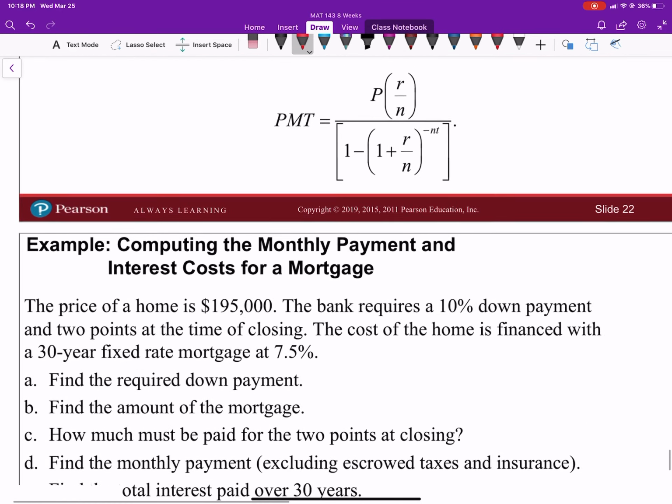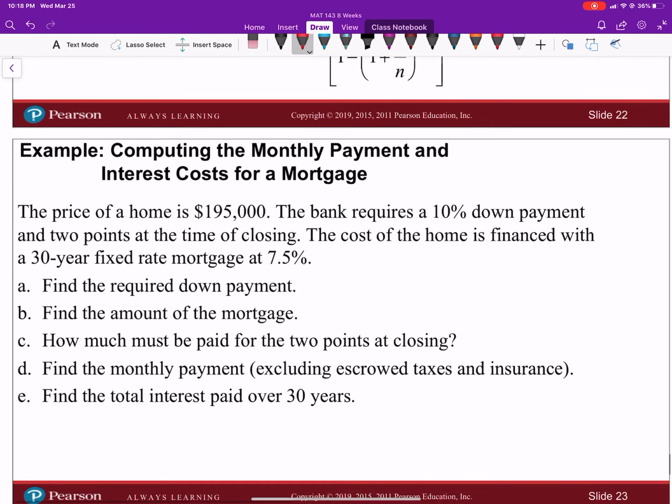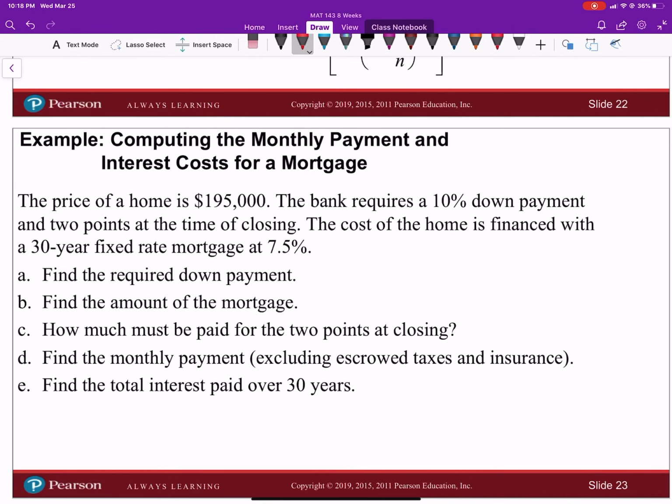So let's look at an example, which is our final example anyway for this. It says computing the monthly payment and interest cost for a mortgage. It says the price of a home is $195,000. The bank requires a 10% down payment and 2 points at the time of closing. The cost of the home is financed with a 30-year fixed rate mortgage at 7.5%. So the first thing we have to do is find what is the required down payment.